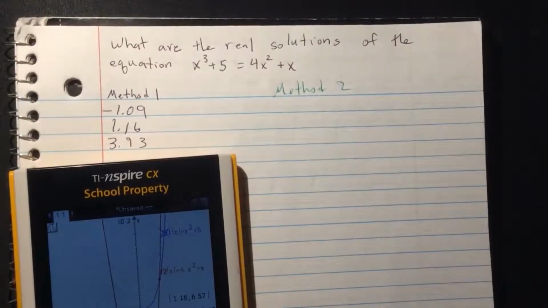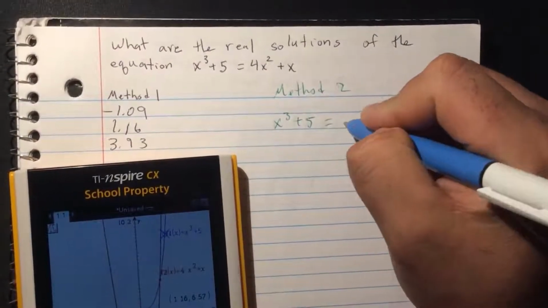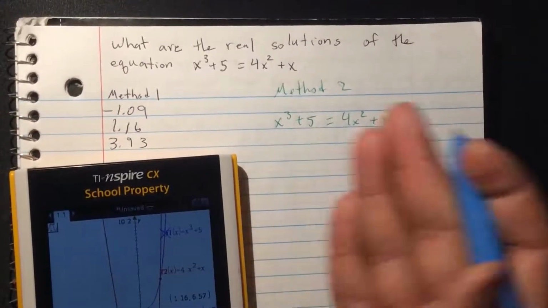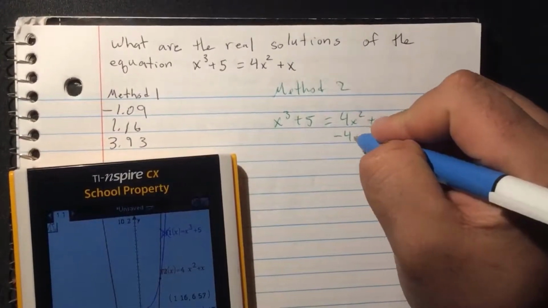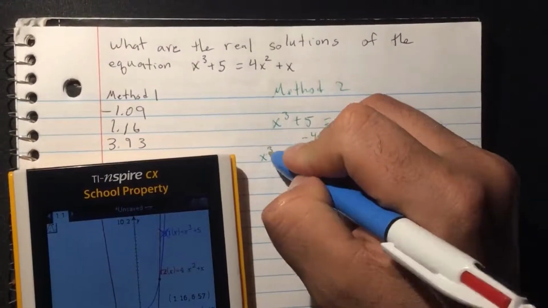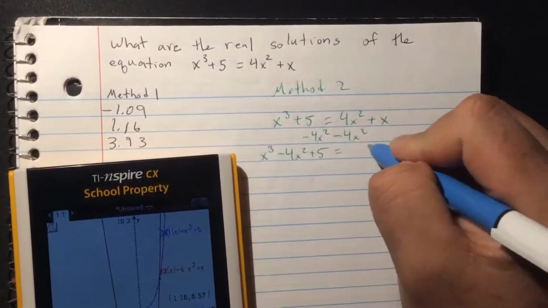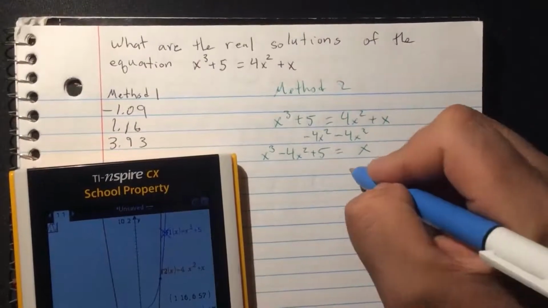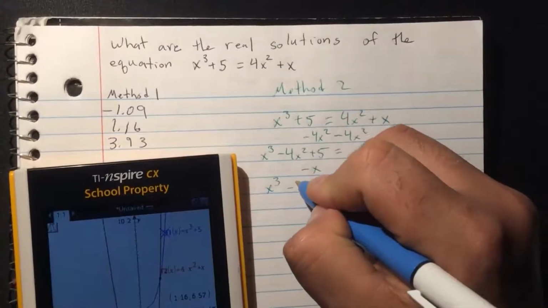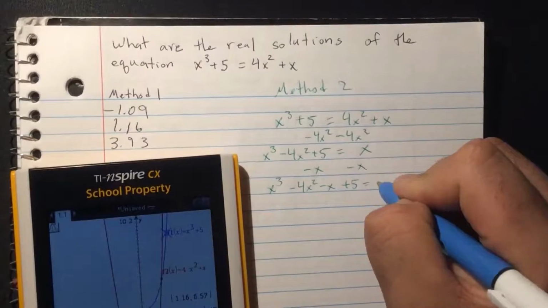What you can do is take this equation we have, x cubed plus 5 equals 4x squared plus x, and then subtract everything over to the left side. So we subtract 4x squared, subtract 4x squared, we get x cubed minus 4x squared plus 5 equals x. Minus x to both sides. We get x cubed minus 4x squared minus x plus 5 equals 0.